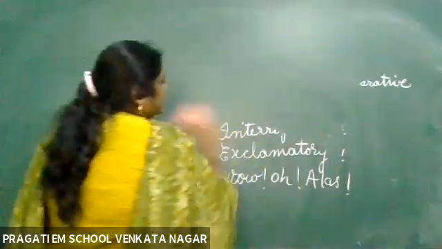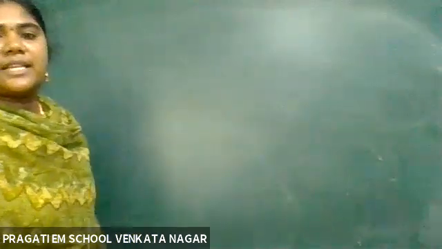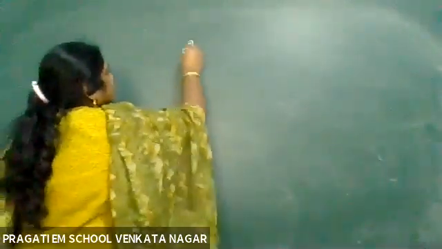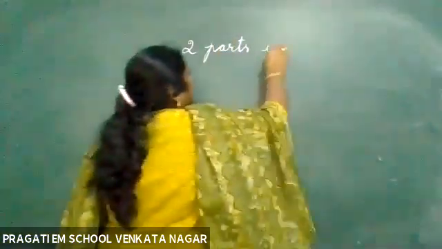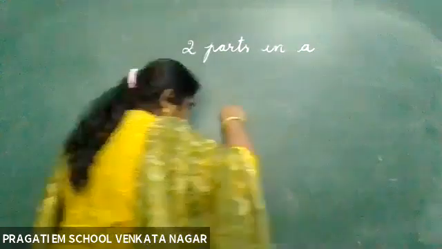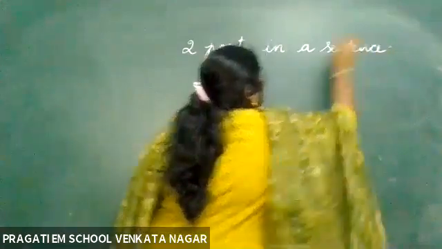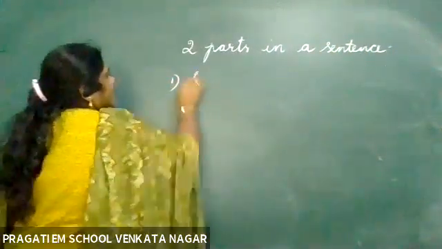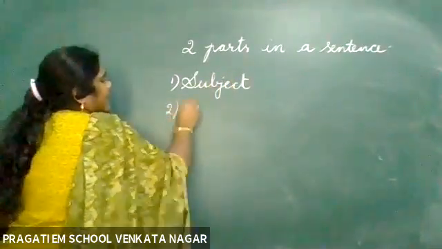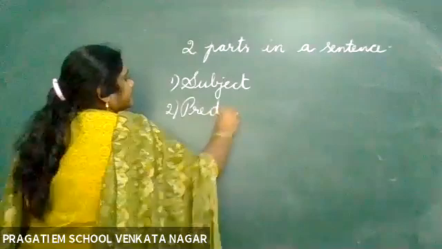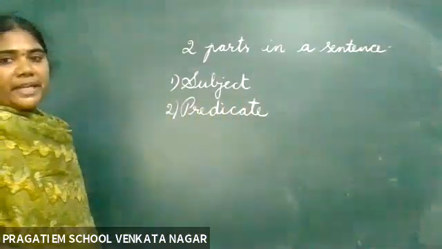So next one. Again in the sentence, how many parts are there in a sentence? There are 2 parts in a sentence. First one, subject, and second part is predicate. Subject and predicate.